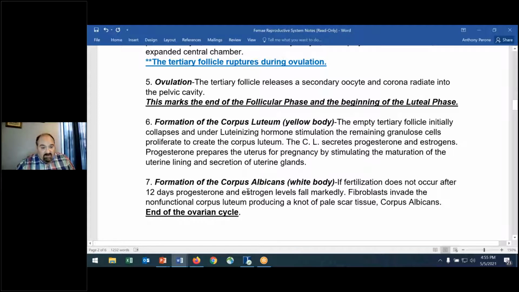Now look here, as far as this corpus albicans. What allowed the luteum to become the albicans? Well, if fertilization doesn't occur after the 12 days, progesterone and estrogen levels fall markedly. And once those hormones drop in their levels, then what's going to happen? Then menses begins. Your cycle begins, day one, the bleeding, for the first 3 to 5 days, okay?